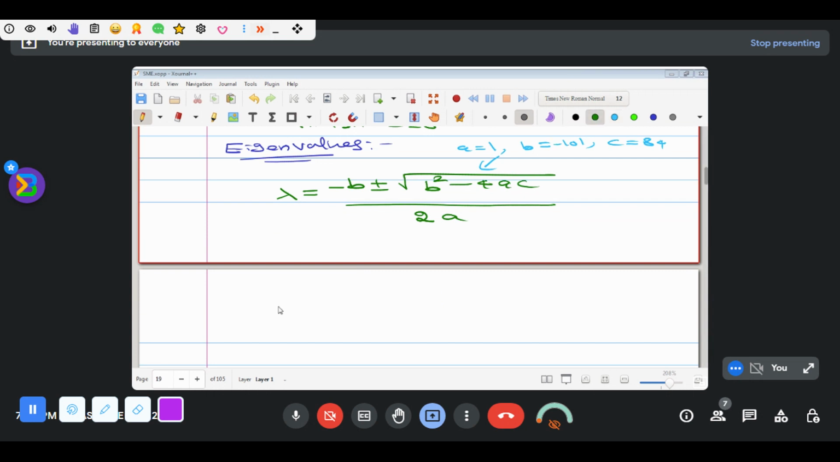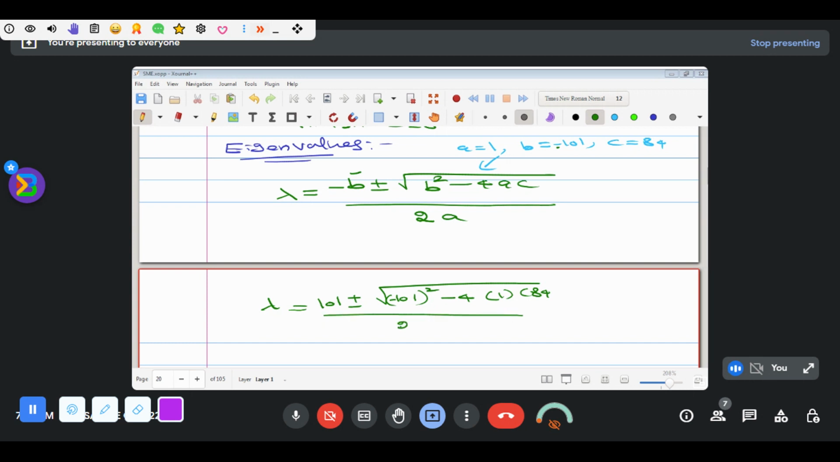Substitute all values here and you get the lambda result. Therefore lambda equals minus b, and here minus of minus is plus, so I directly write plus 101 plus or minus the square root of b squared, that is minus 101 whole squared, minus 4 into a. What is the a value? 1, into the c value 84, divided by 2a, that is 2 into 1. Any doubt? Always apply it like this in the formula.